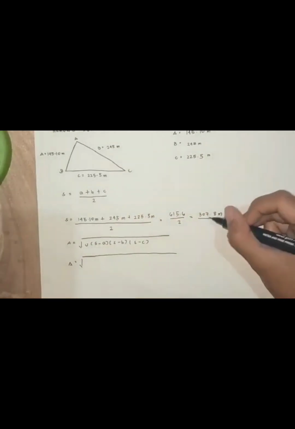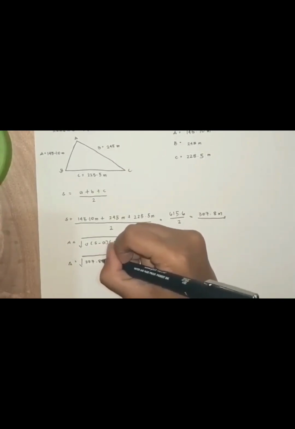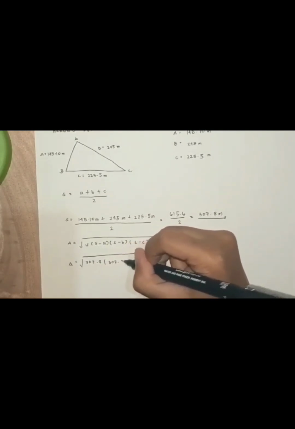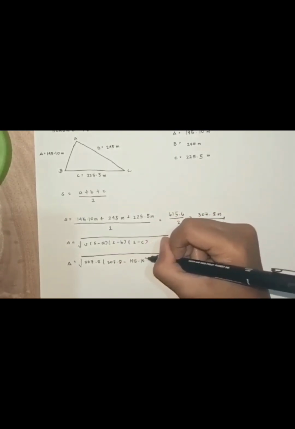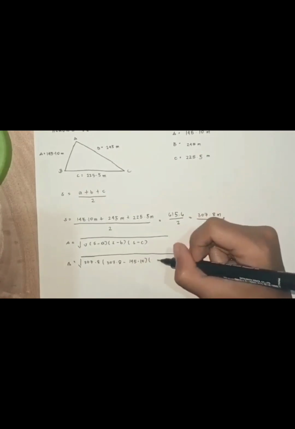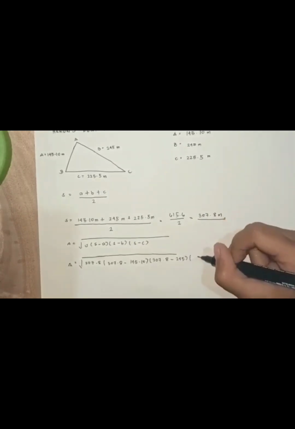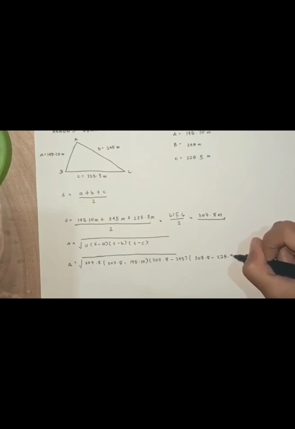The value of S, we have 307.8. We'll write 307.8, open parenthesis, S is 307.8 minus, natin sa value of A, we have 145.10, close parenthesis, and then open parenthesis, the value of C is 307.8 minus natin siya sa value of B, we have 245, close parenthesis, open parenthesis, the value of C is 307.8, and then minus ulit natin siya sa value of C, we have 225.5 meter.